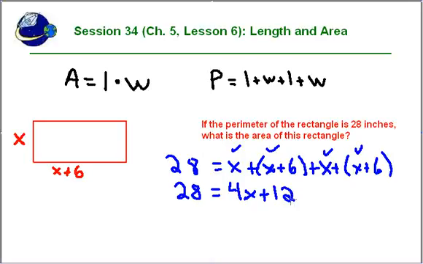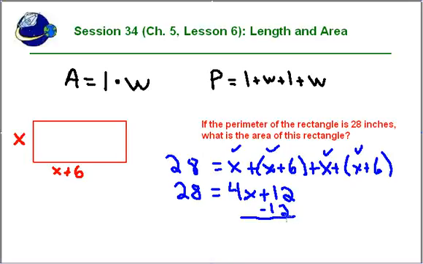So what we have here now is 28 equals 4x plus 12. We want to get the x's by itself. Our x term here, the 4x together is the x term, is being added to a 12. We need to undo that. So let's go ahead and subtract 12 from both sides.